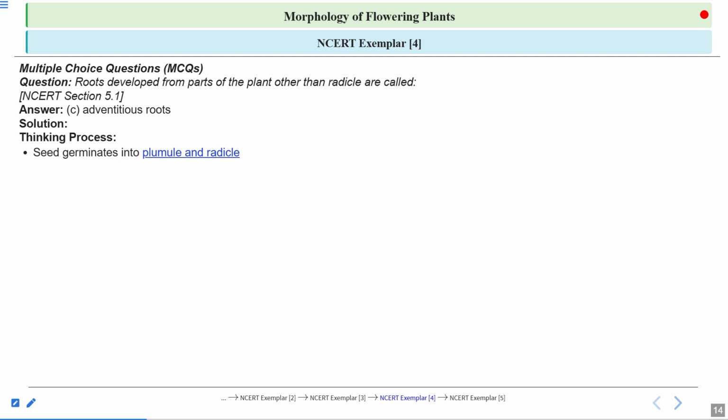Seeds germinate into the plumule and radicle. When there is a process of germination in the seeds, what do you see? The radicle comes out first, and later on the plumule comes out. Radicle forms the root system and the plumule forms the shoot system. This part comes first, because the establishment of the seedling is very, very important, and that gets established through the roots only.